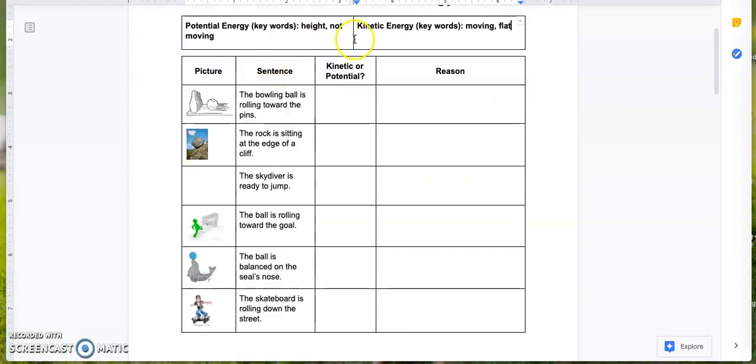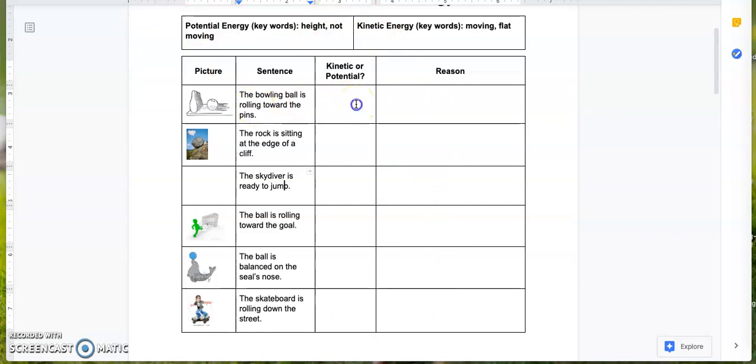So now we're going to take these two ideas, height and not moving being potential and moving flat being kinetic, and apply them to these pictures. A bowling ball rolling toward the pin, kinetic or potential, and why, using these words. A rock sitting at the edge of a cliff, the skydiver picture that I cannot see, so maybe you can see. We'll check it out. He's sitting on the edge of a plane about to jump. The ball rolling toward the goal in soccer. A ball bouncing on top of a seal's nose, and skateboarding down the street. Press pause, fill in the kinetic or potential and the why using your keywords. Press play to begin again.